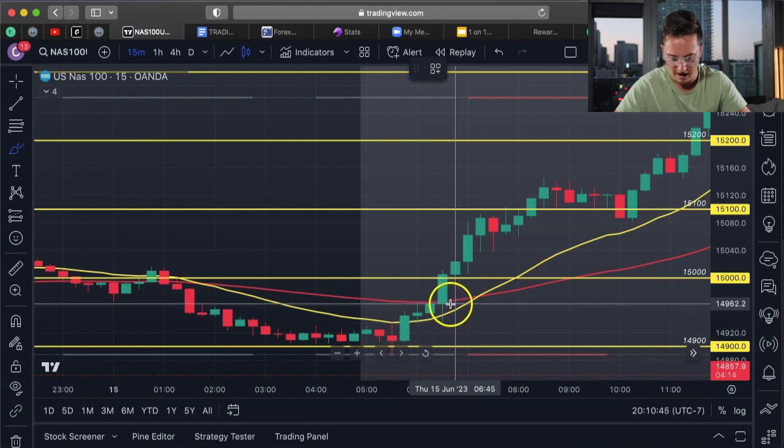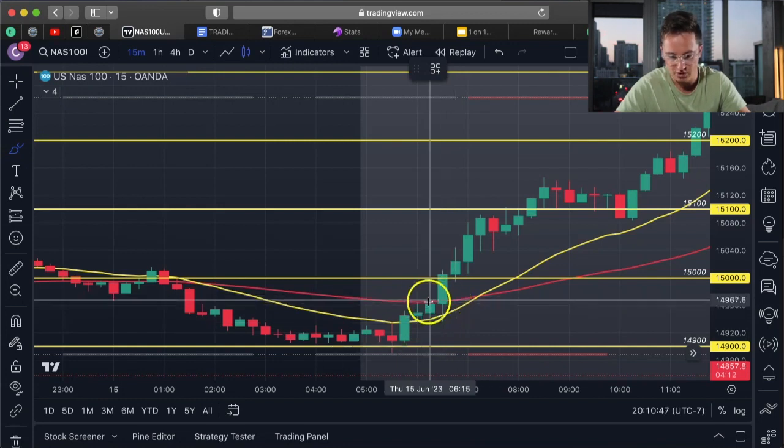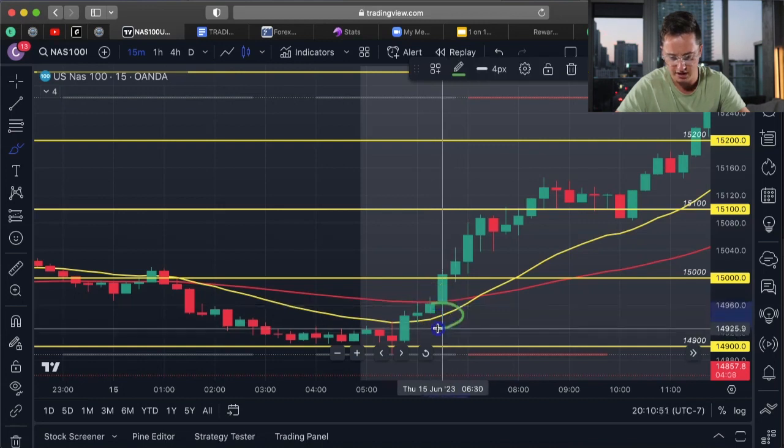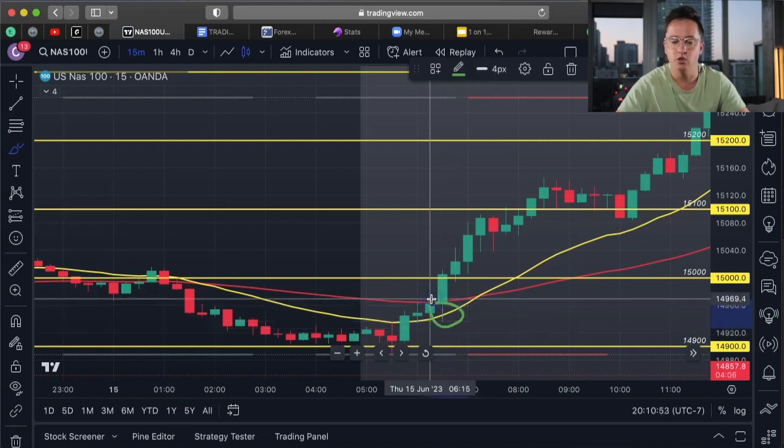Note how the market, after this candle closed, pushed down. And what did it do? It trapped all the beginner retail traders, the little impatient ones that think of trading as gambling. What does it do? It makes them jump into these sell positions.